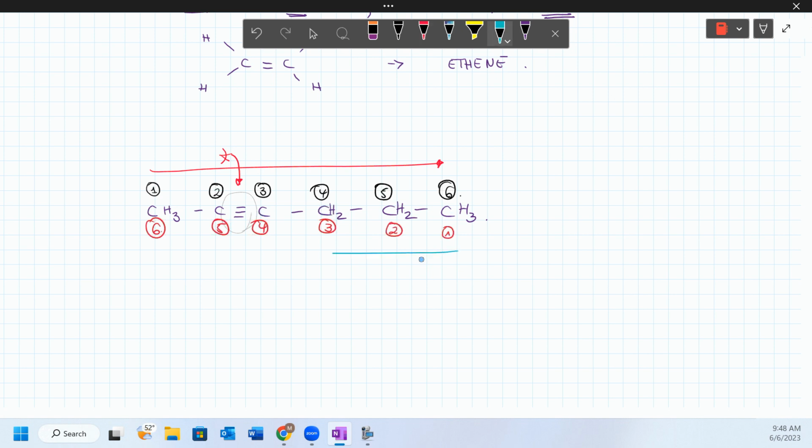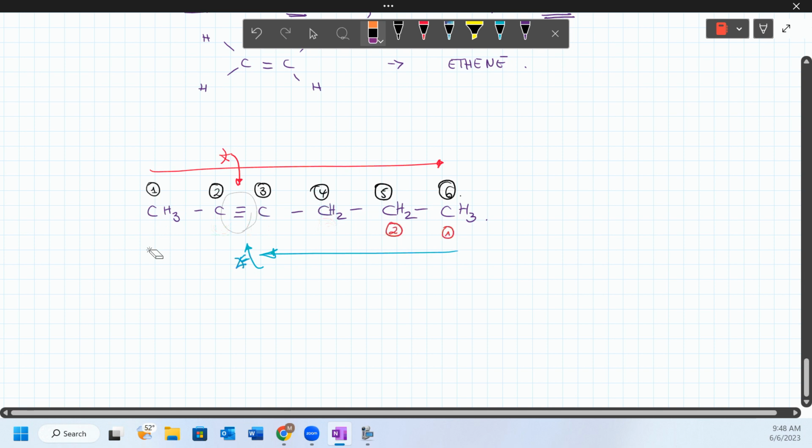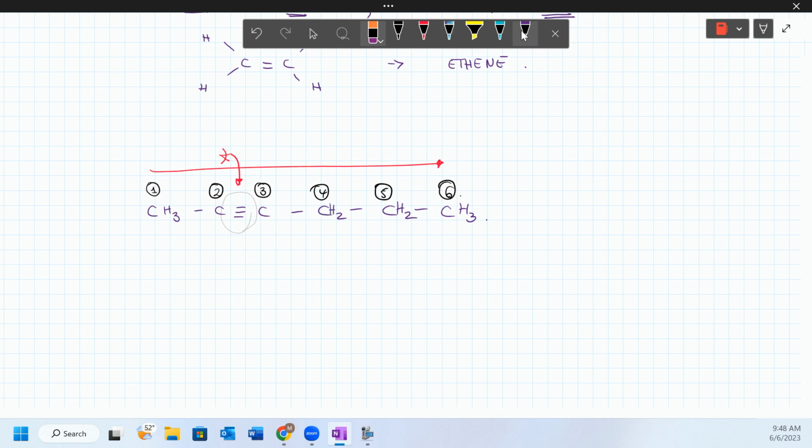But when we are numbering this way, then what do we see here? At 4 is the triple bond. So therefore, the correct numbering of the carbons will be the top one, because the triple bond in this case is the closest that we see.